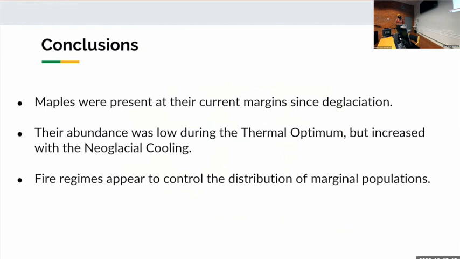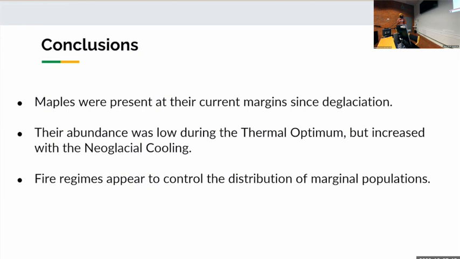So in conclusion, what results show for now is that maples were present in their current margins since pretty much deglaciation, which was surprising because we expected them to have migrated during a thermal optimum. Their abundance was low during the optimum, but increased with neoglacial cooling. Once again, surprising because they are thermophilic species. And finally, fire regimes appear to be the process that controls the distribution of marginal populations.